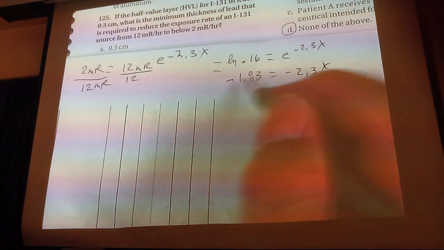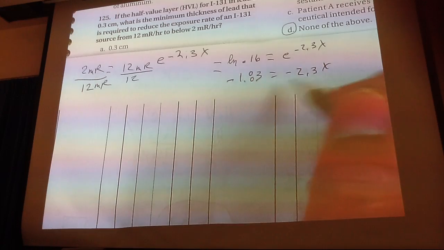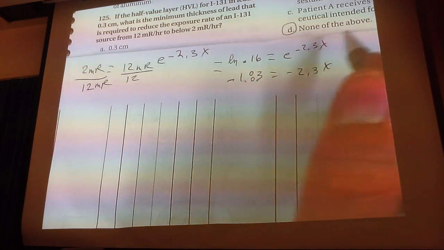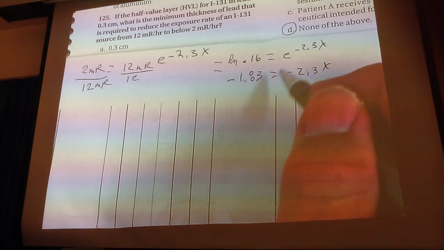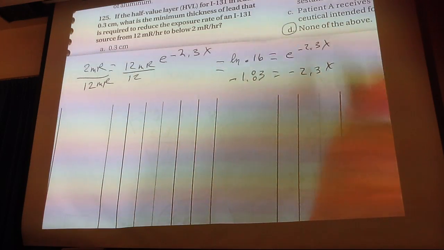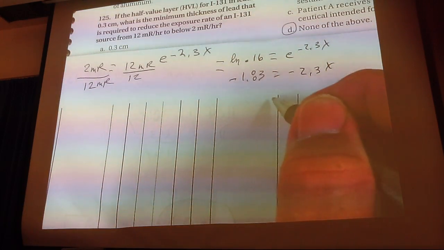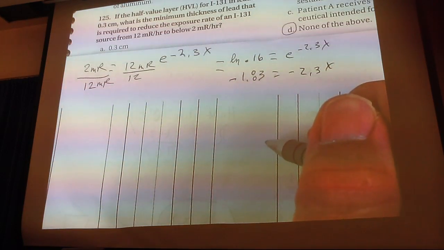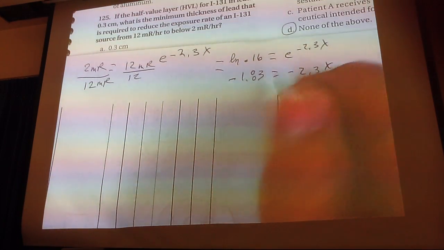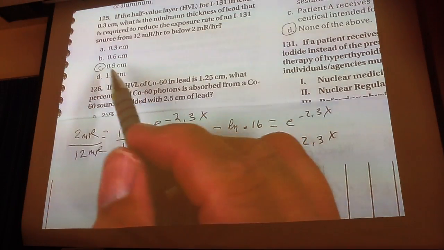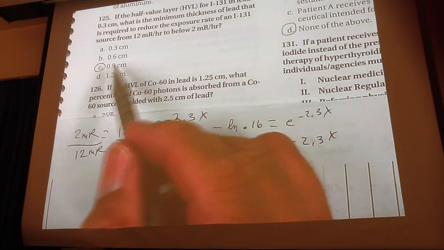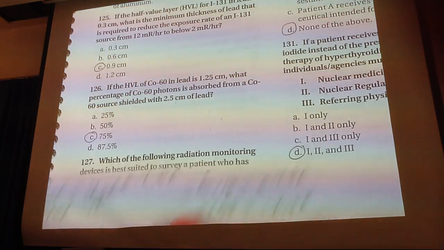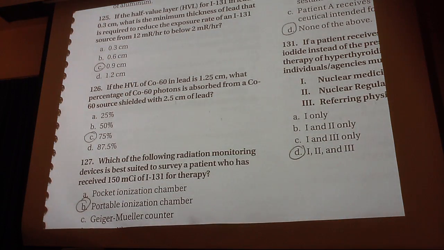Now basically all you have to do is take 1.83 and divide by 2.3. You can get rid of the negatives too if you want. So 1 divided by 2.3 is 0.77. So if you wanted an exact number, that would be 0.77 instead of 0.9. But for our purposes, that was the closest one.